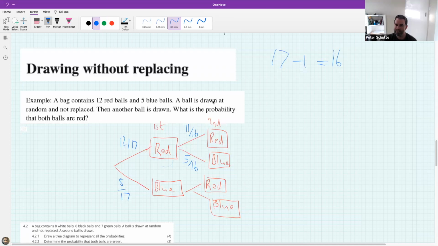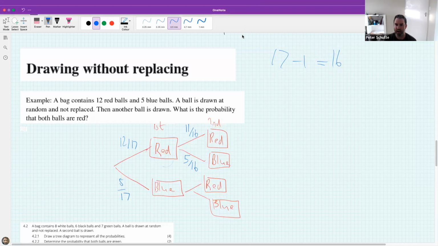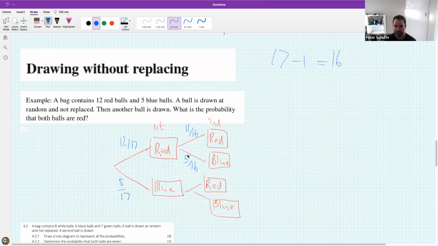Okay, so this is the slightly more difficult one where you actually have to adjust the numbers here. Let's go down to this next level. If you chose blue on the first go, how many balls are left in the bag? There's still going to be 16 left in the bag, but how many?